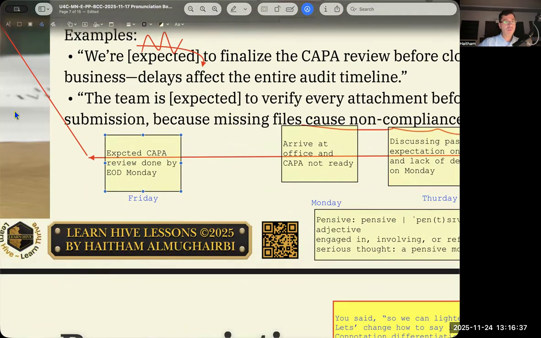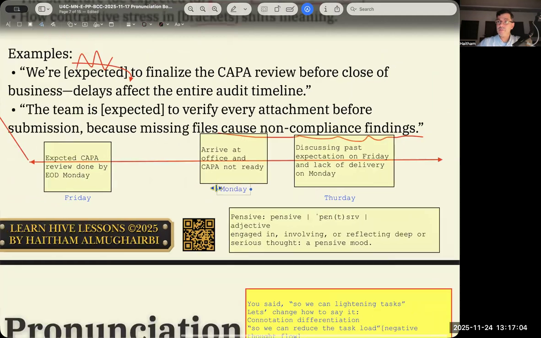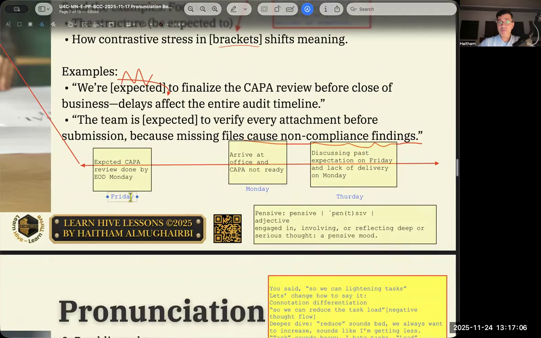Right? Let me get my annotation tools getting started. Okay. So this is when they had the expectation. It was on Friday. Expected the CAPA review to be done by Monday, EOD, end of business day on Monday. You get to the office and it's not ready yet. It's not ready yet by the end of the day on Monday either. And so you're discussing this with a colleague, let's say on Tuesday or Wednesday, we wrote here Thursday, right? A few days later. So we have three events. We have the Friday event. The weekend doesn't really matter because that doesn't count.